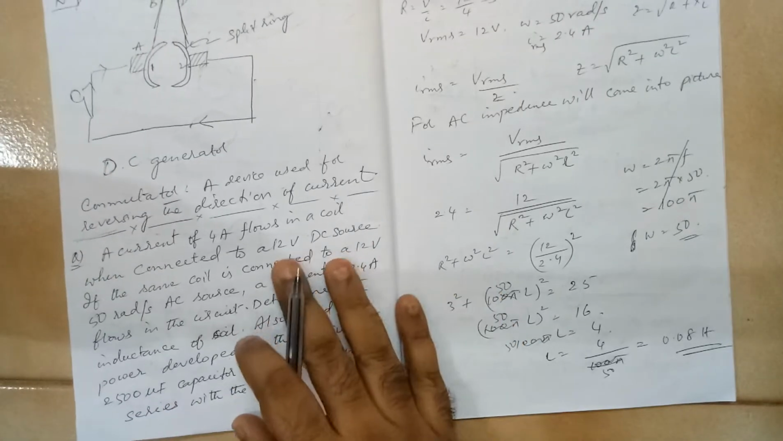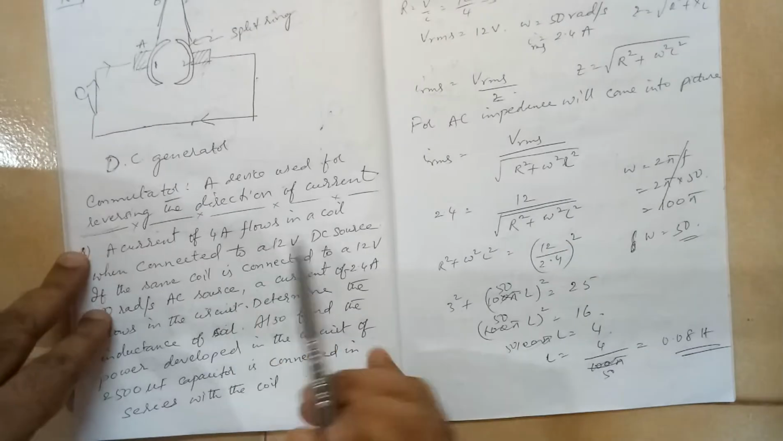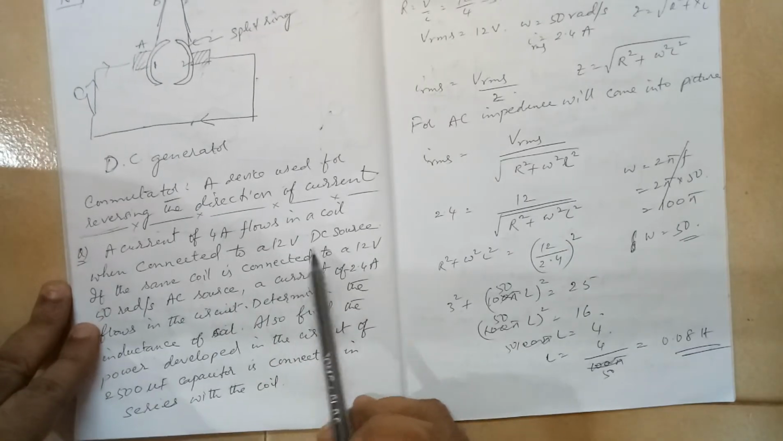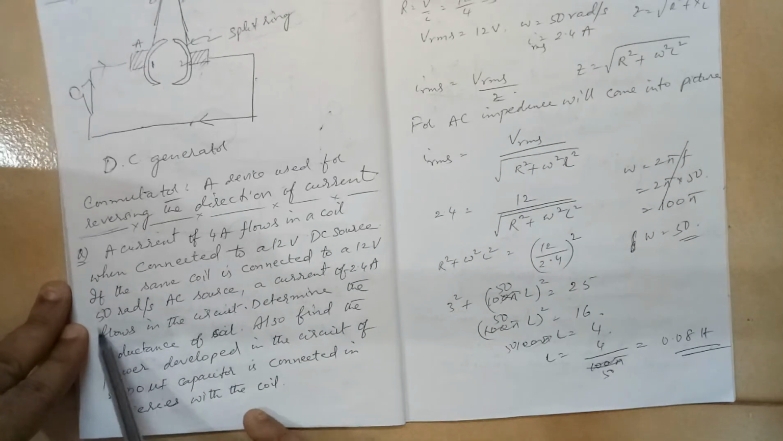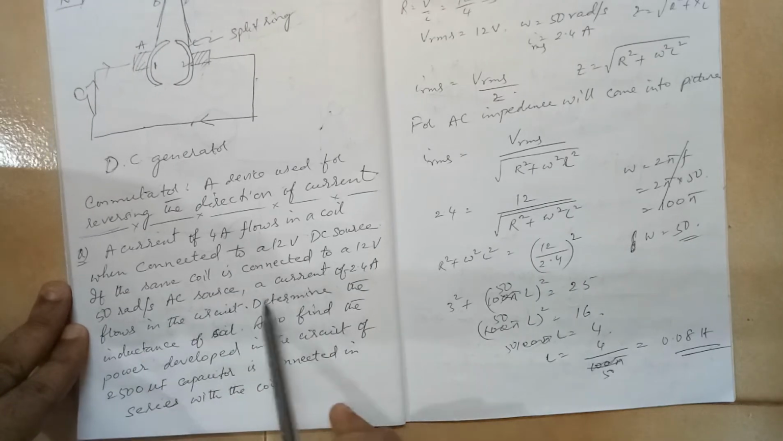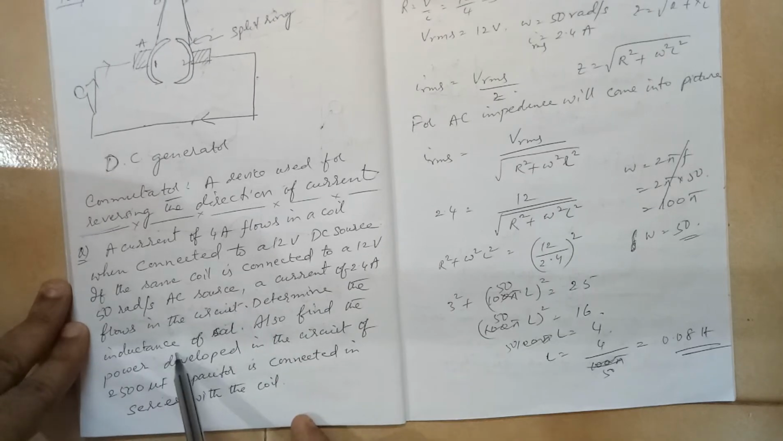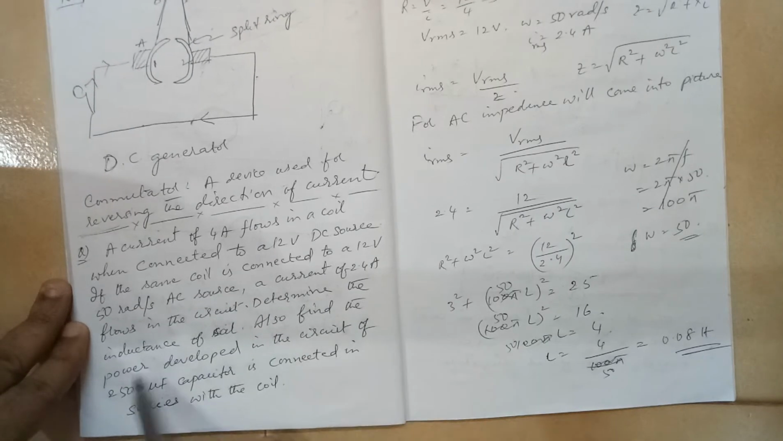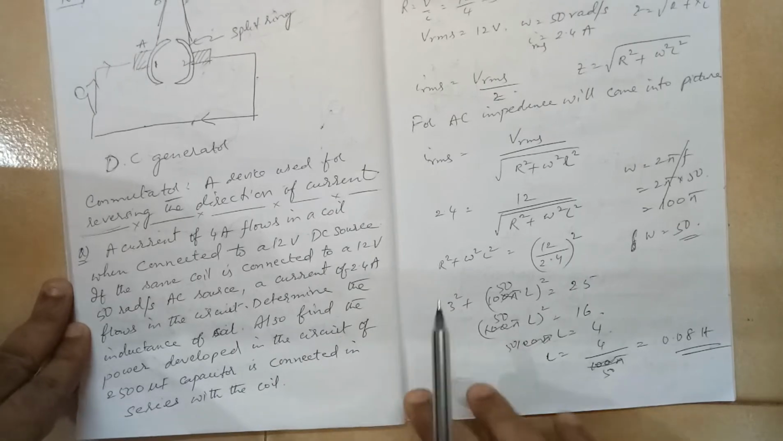Let us see a couple of numericals in AC. A current of 4 amps flows in a coil when connected to a 12 volt DC source. If the same coil is connected to a 12 volt 50 radians per second AC source, a current of 2.4 amps flows in the circuit. Determine the inductance of the coil. Also find the power developed in the circuit of capacitor. Capacitance is given and is connected in series with the coil.